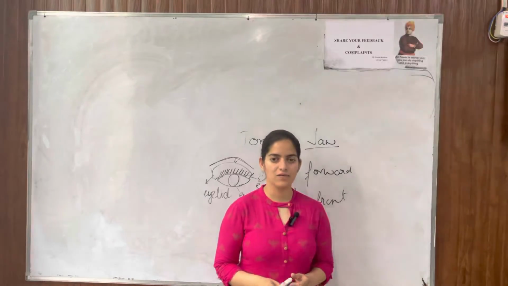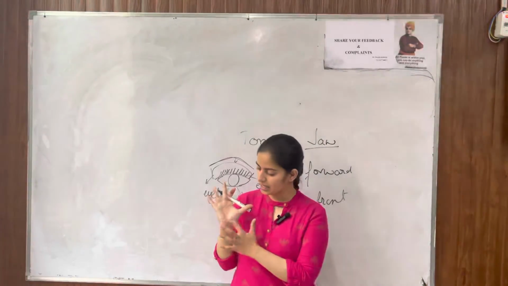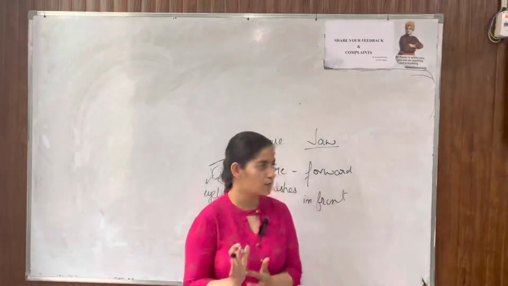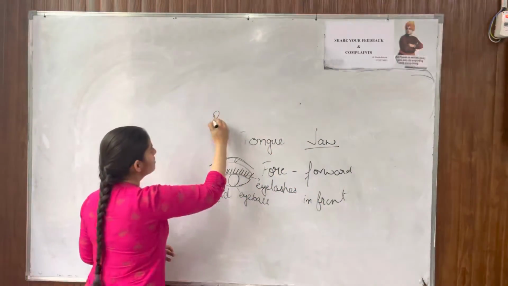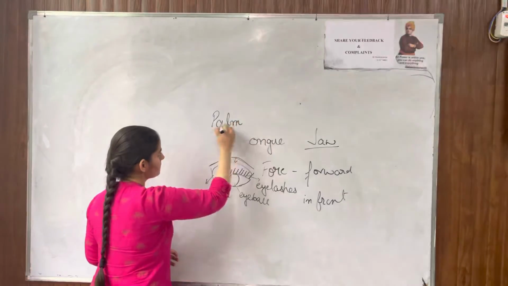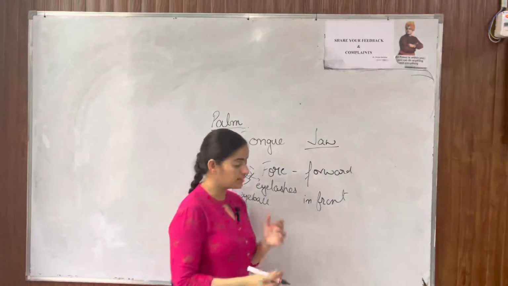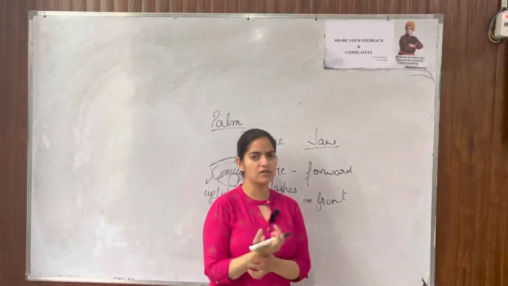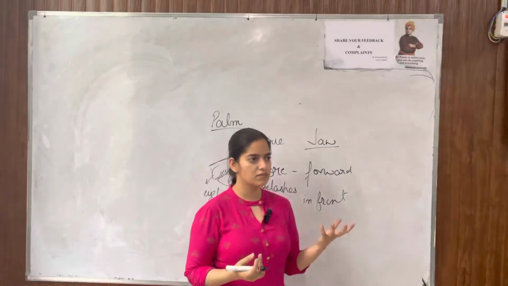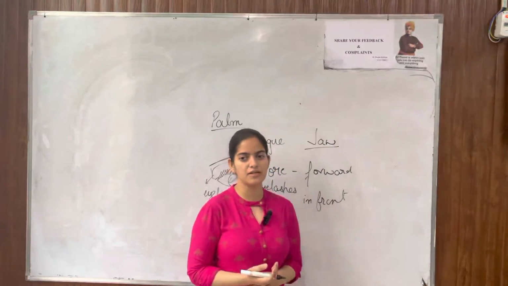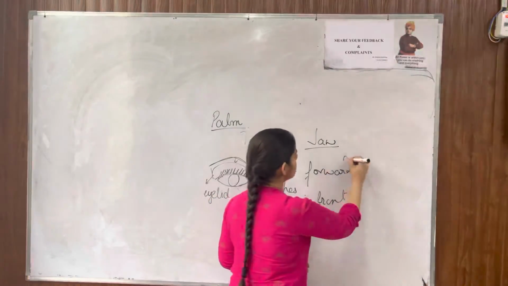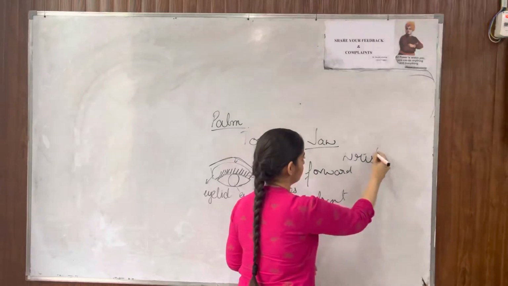Then we have fingers, and this area in our hand is called palm. What is it called? Palm. Then this area is called wrist. Many of you have heard, this is displayed many times, that this is a wrist watch. So this is wrist.